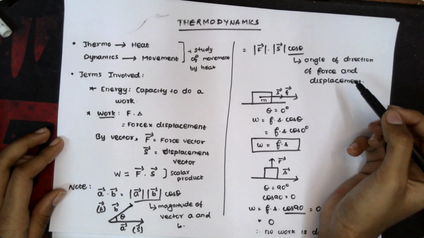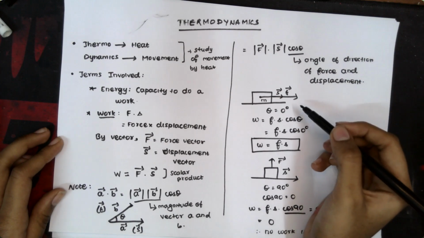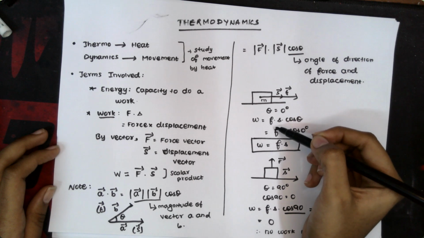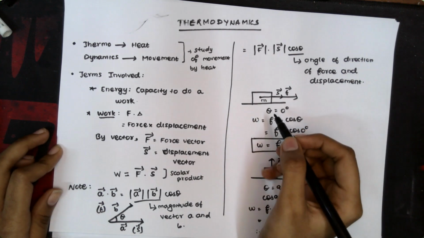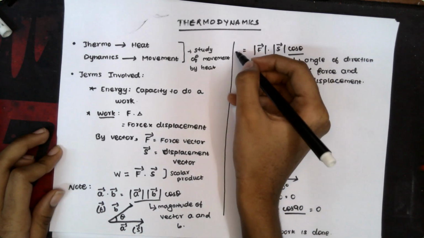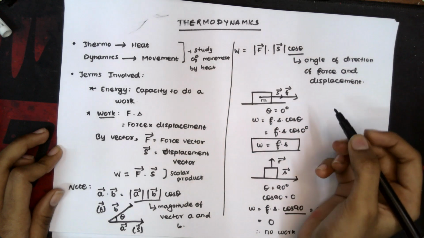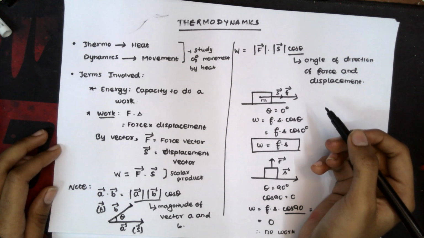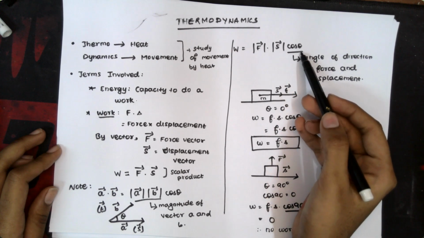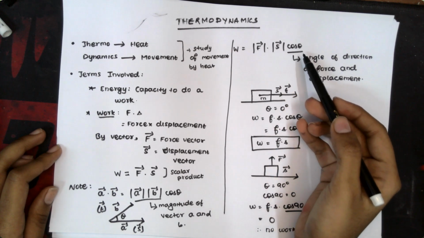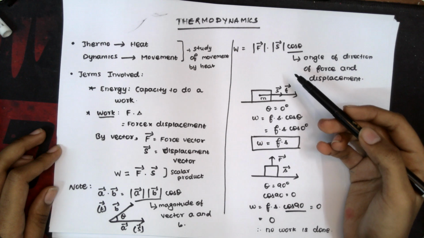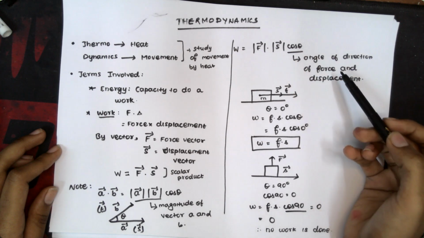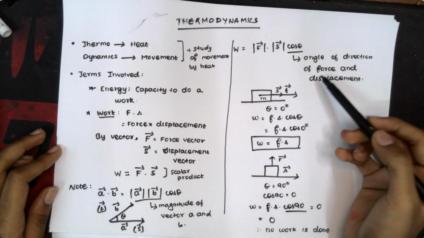So when we expand this, W is equal to force vector magnitude into S vector magnitude. That magnitude is represented by modulus. So W is equal to modulus of vector F into modulus of vector S into cos of theta. As I already mentioned, theta is the angle of direction, in this case the angle between the force and displacement.